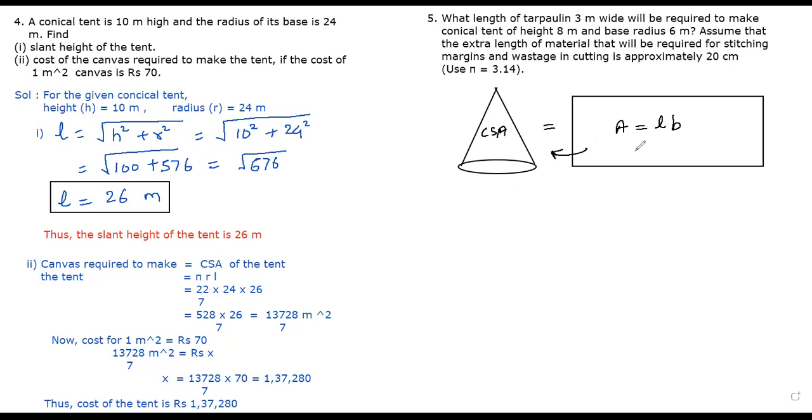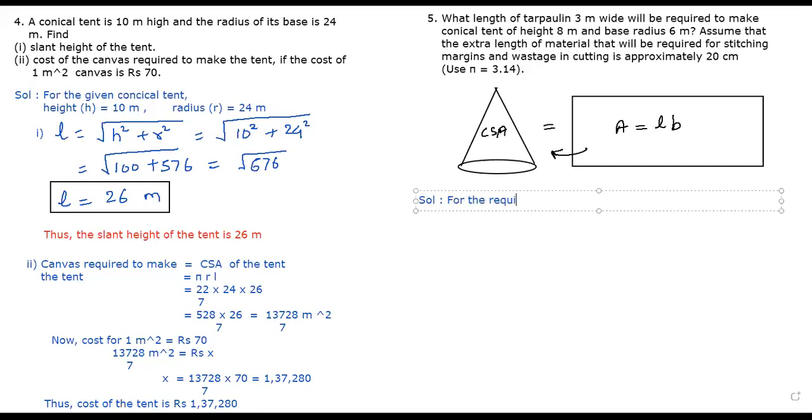Yes, sir. So the width is given, the length is asked. Yes or no? Yes, sir. So that we will find it out. Correct? So let's start writing.